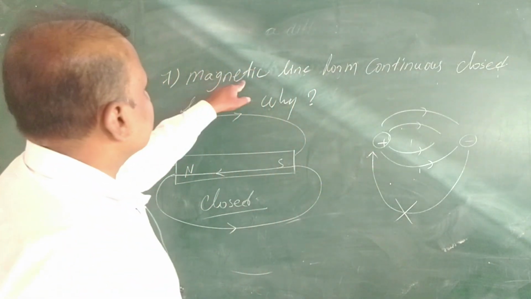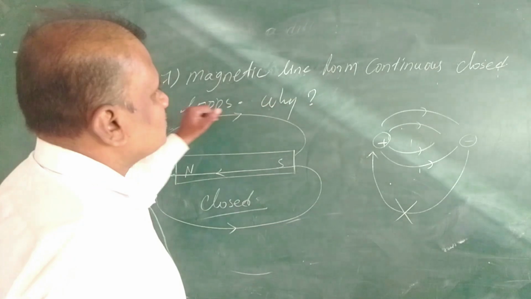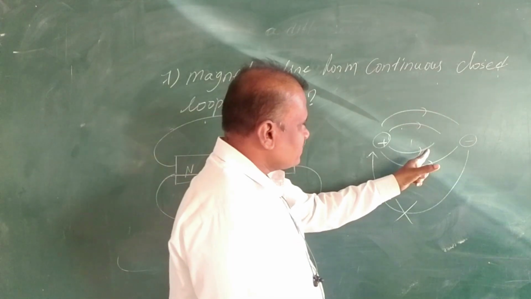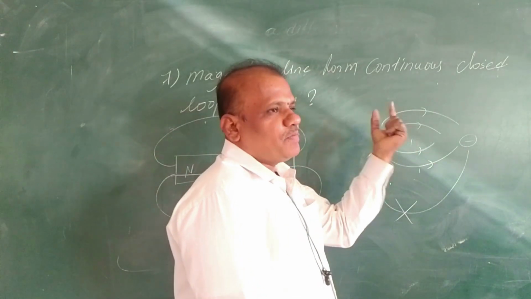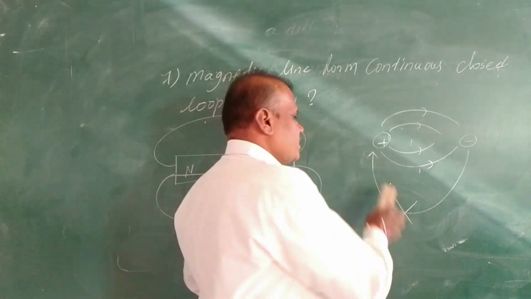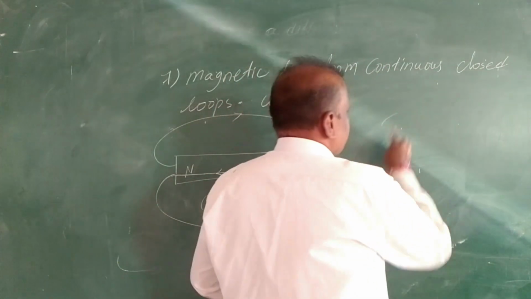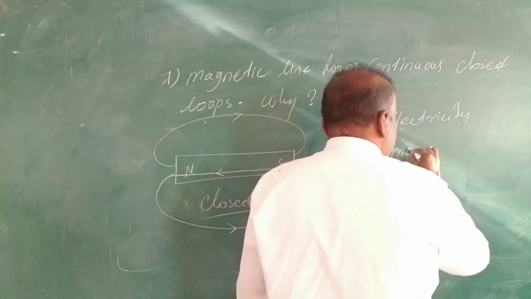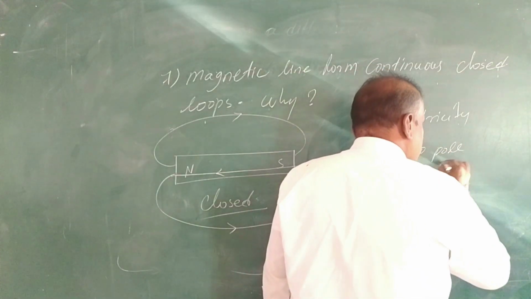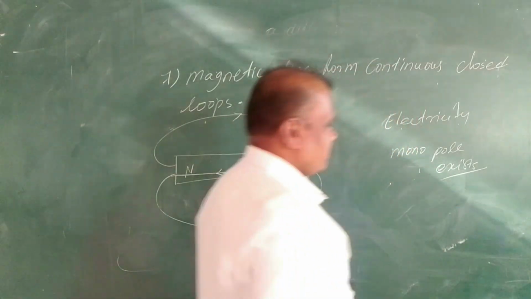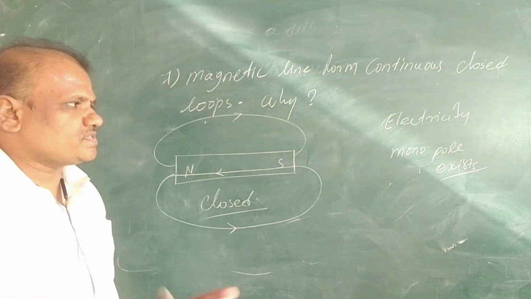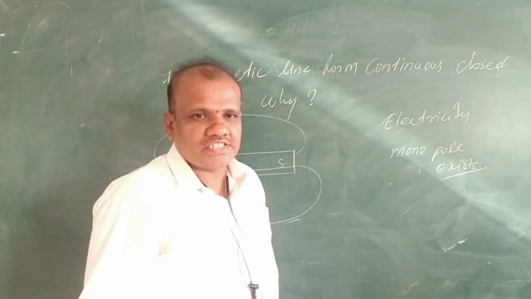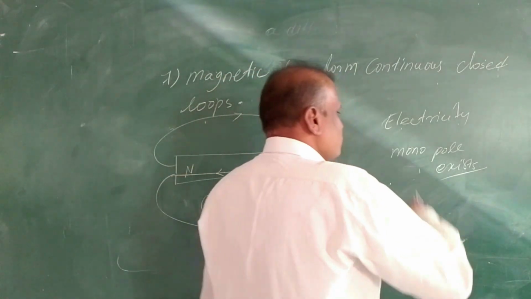So why do magnetic lines form continuous closed loops? In case of electricity, you can get separate positive and separate negative, that is, a monopole exists. If I add one extra electron to the atom, it becomes negative. If I remove one electron from the outer shell, the atom becomes positive. In that way you can get a monopole.